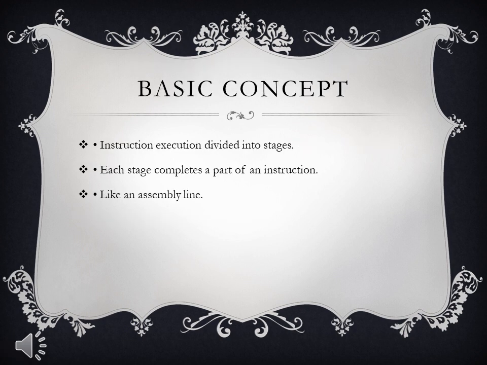Imagine an assembly line in a factory. Each stage performs a task and passes the product on. Similarly, in pipelining, each stage completes a part of an instruction, such as fetching, decoding, executing, etc. Multiple instructions can be processed simultaneously, each at a different stage.